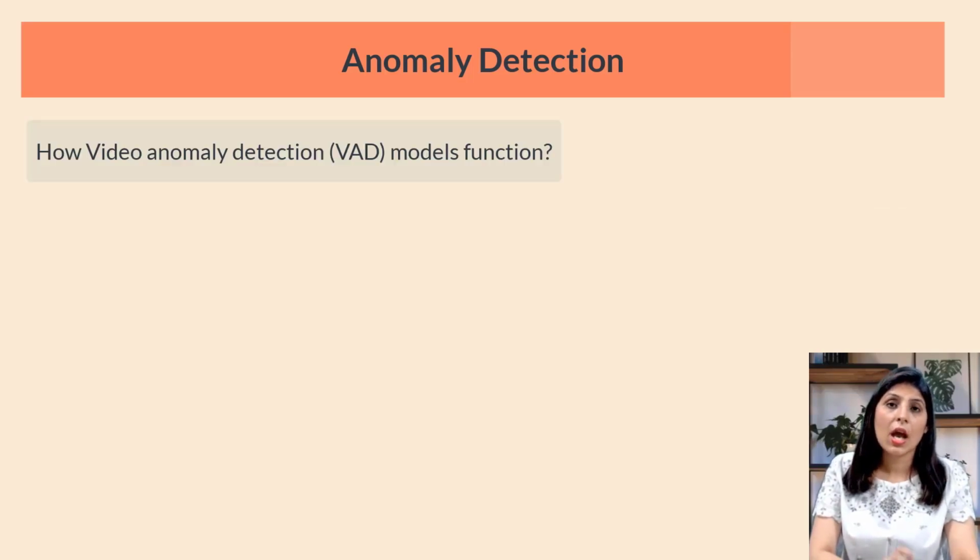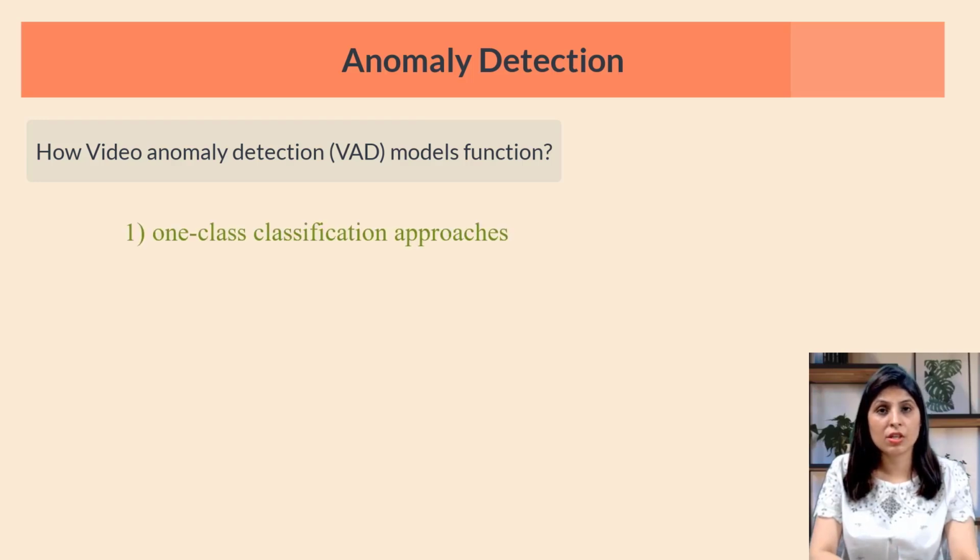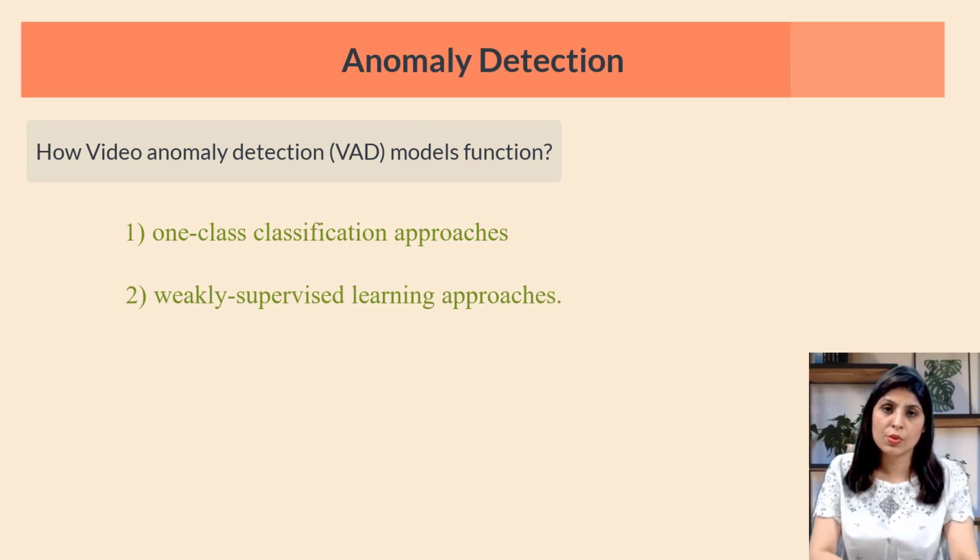Now let's see how video anomaly detection works. There are two main types of video anomaly detection methods based on how they learn. The first is the one class classification approach and the second is the weakly supervised learning approach. Now let's understand both approaches one by one. First we are starting with one class classification.